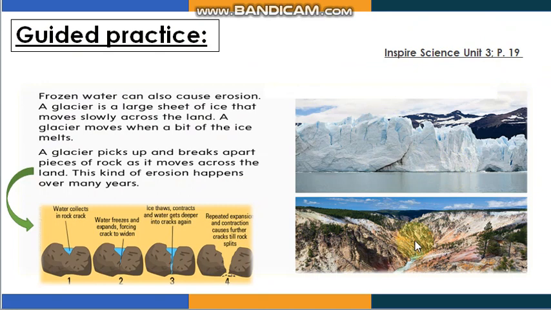Okay, so let's read what's written over here together. Frozen water can also cause erosion. A glacier is a large sheet of ice that moves slowly across the land. A glacier moves when a bit of the ice melts. A glacier picks up and breaks apart pieces of rock as it moves across the land. This kind of erosion happens over many years.